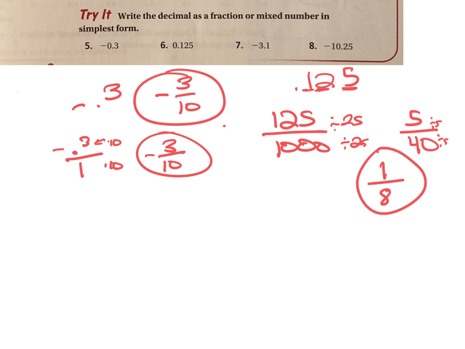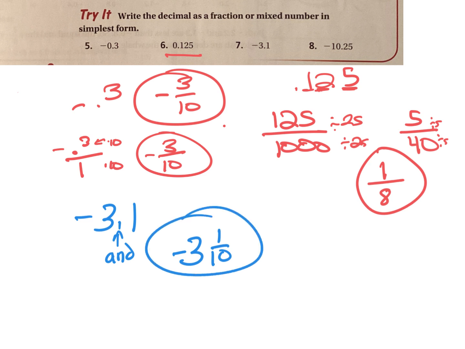Now the way I could check that is I get my calculator, and I go 1 divided by 8, and that gives me 0.125, which is what I started at. Cool. Okay, now let's do number 7. Negative 3.1. So this can kind of stand for "and." So it's negative 3 and 1/10. Negative 3 and 1/10. I'm done.